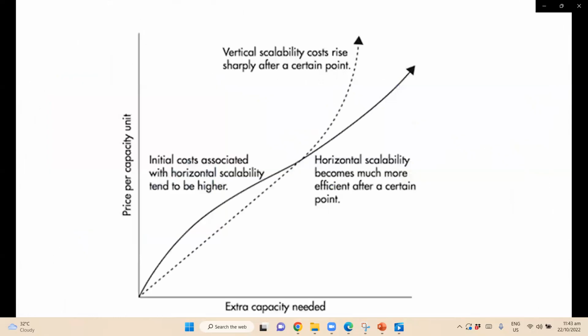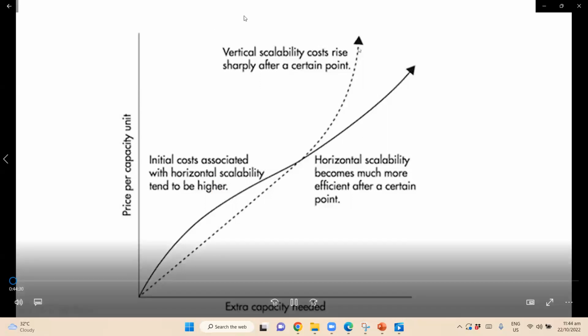And finally, to summarize everything in a single chart, we can see our extra capacity and our price. So initially, with horizontal scaling, you can see the price is higher because of that extra complexity. But as we begin to scale, it becomes more linear because we've paid the upfront cost of designing our system to be able to scale horizontally. With vertical scalability, as you need more capacity, those components, those servers get much more expensive, and eventually it just becomes impossible. You can see it's going exponential.